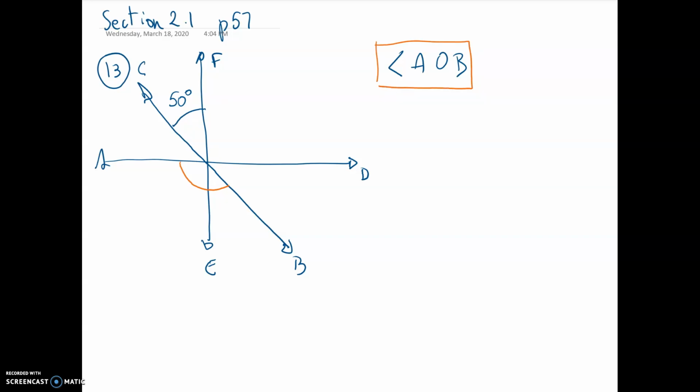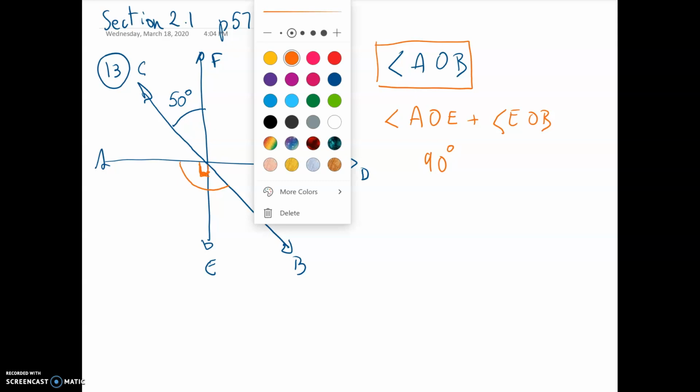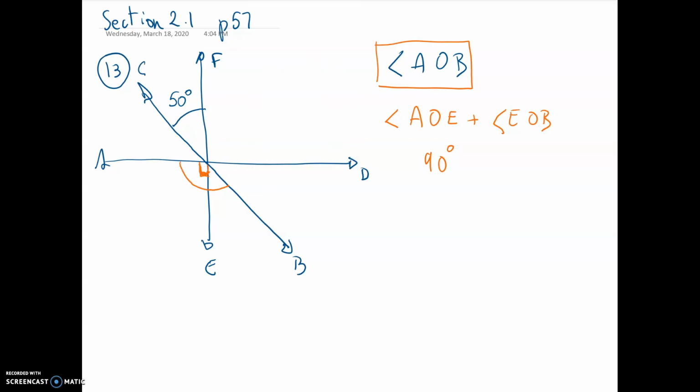So right away, what I can see is my angle AOB is made of the angle AOE plus the angle EOB. When you look at the angle AOE, we have right here a right angle, meaning it's 90 degrees, and the angle EOB is equal to 50 degrees, because if I have 50 degrees, and I'm going to change my color and take a green, if I have 50 degrees right here, I will have 50 degrees right there. And so the total for my angle is going to be 140 degrees.